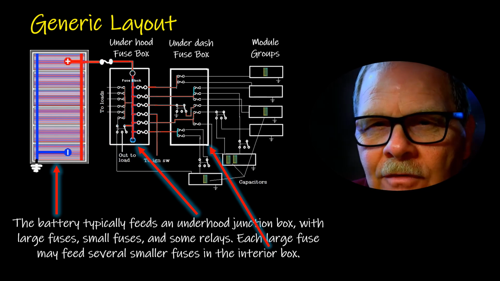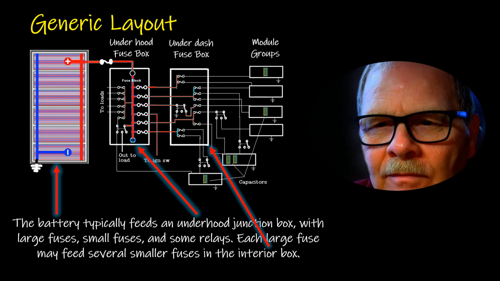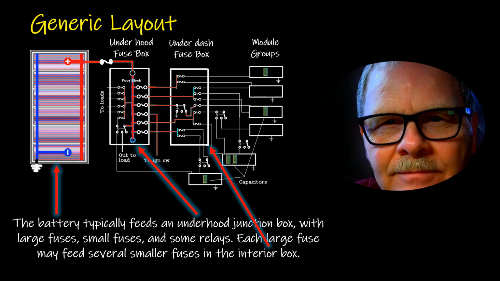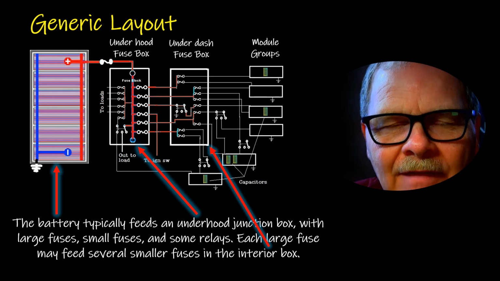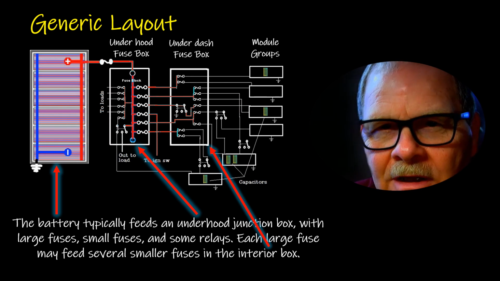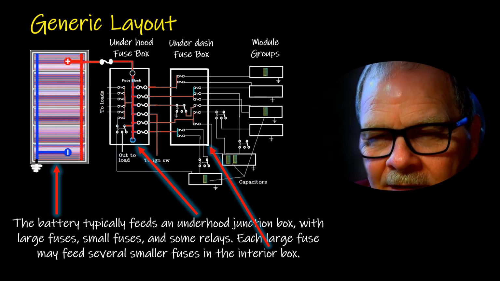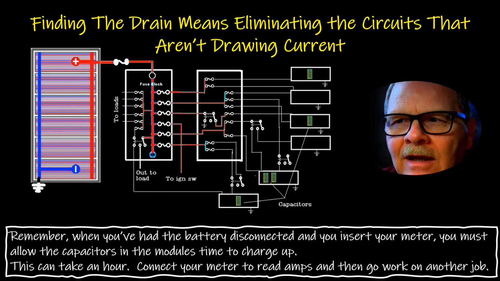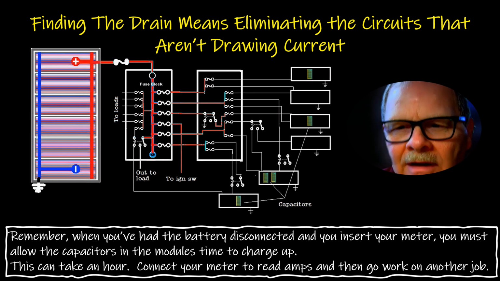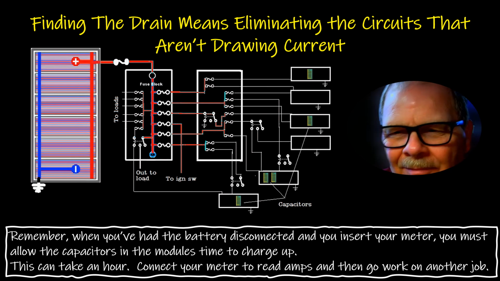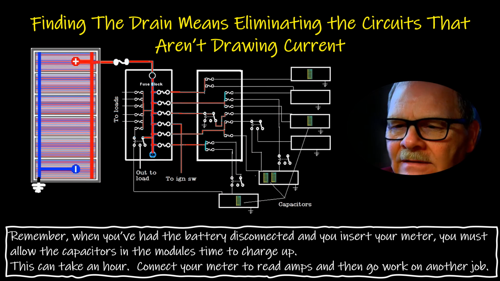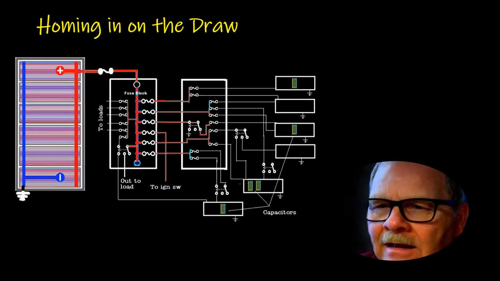So anyway, let's say you pull this one fuse, and that one fuse kills the draw, and then you find out that thing feeds 3 or 4 smaller fuses. You got to put the big one back in and keep testing, pulling the small ones one at a time. So finding the drain means eliminating circuits that aren't drawing current. When you had the battery disconnected and you inserted your meter, you had to allow the capacitors in the modules time to charge up. This can take about an hour. Okay, so connect your meter to read amps and then go to work.